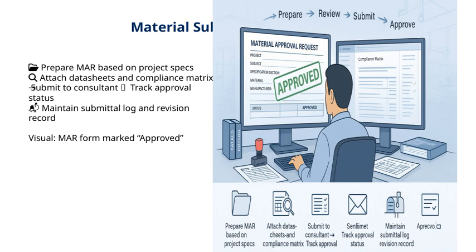Finally, always maintain a detailed submittal log and revision record. This way, you have a clear history of all submissions and approvals. As you can see on the visual, once approved, the MAR form is marked Approved, signifying that the material has met all requirements and is ready for use. This process is crucial to ensure quality control and smooth project progression.